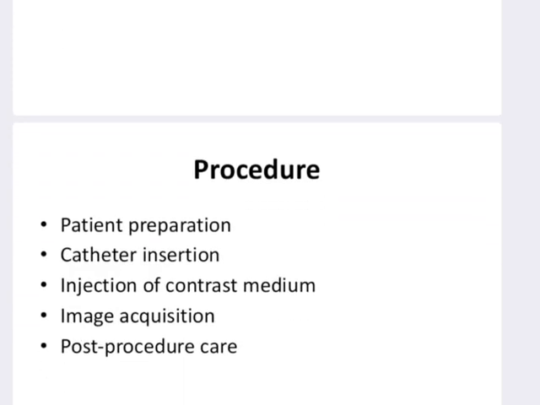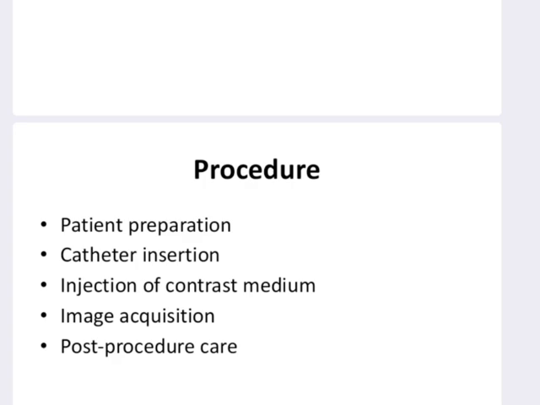The next is about procedure. For this angiographic procedure, first we have to do the sterilization. The patient and the room have to be sterilized. That is the first step. The next is that we have to prepare the patient. That is how we will be preparing a patient.